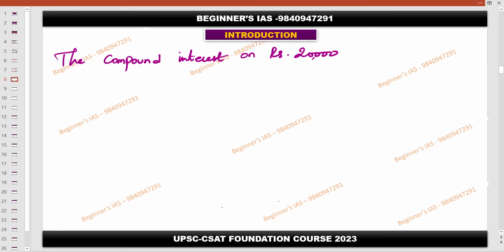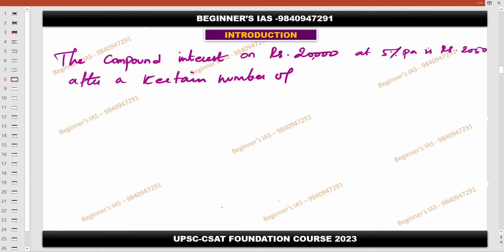Okay. So the compound interest on rupees 20,000 at 5% per annum is rupees 2050. After a certain number of years, what is the time period? What is the time period in number of years?